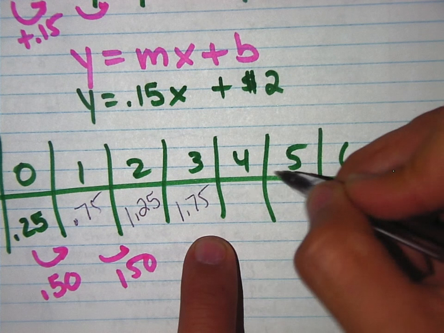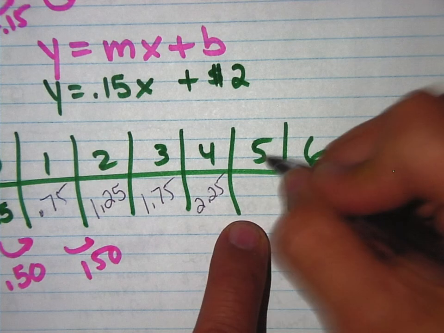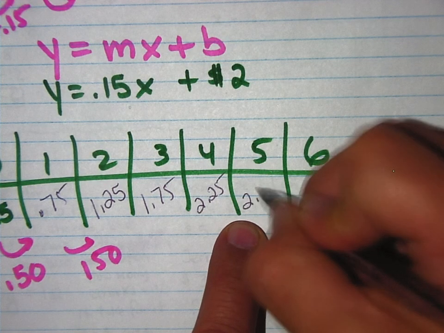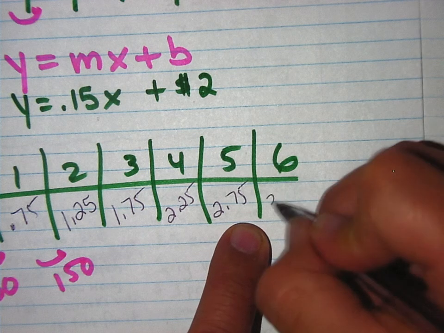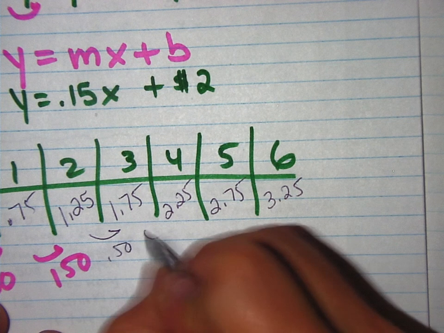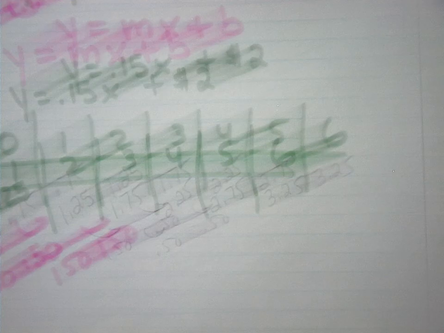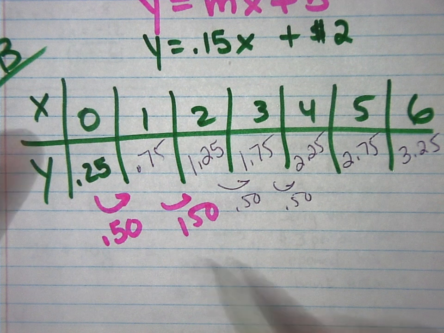How about 4 refills? $2.25. How about 5 refills? $2.75. And 6? $3.25. So all we're doing is adding what? 50 cents. Now, can I find an equation? Yes. What's my rule? Y equals mx plus b.